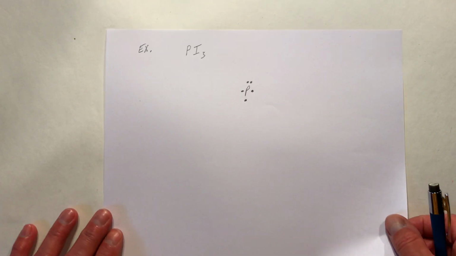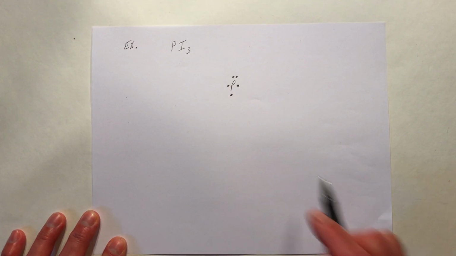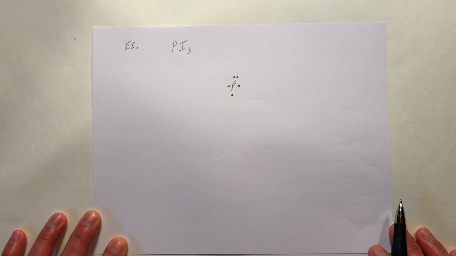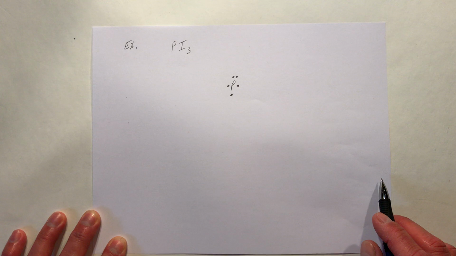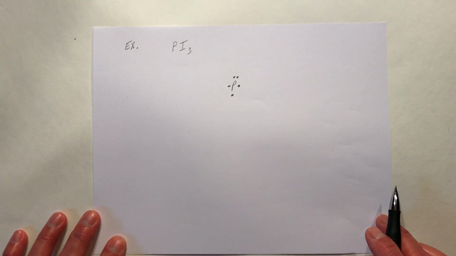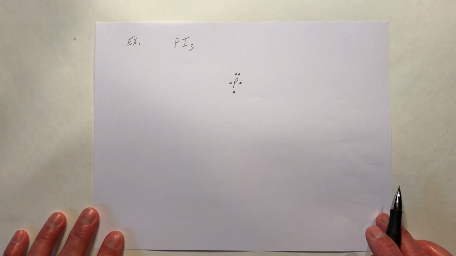Let's take a look at some more examples. Here we have PI3 as our chemical formula. Since there's only one P, one phosphorus, we're going to put that phosphorus in the center. Notice that there are 3 individual dots around that phosphorus. And I can tell you how many dots there are around phosphorus by looking at it on the periodic table. It's in the column where there are 5 valence electrons.